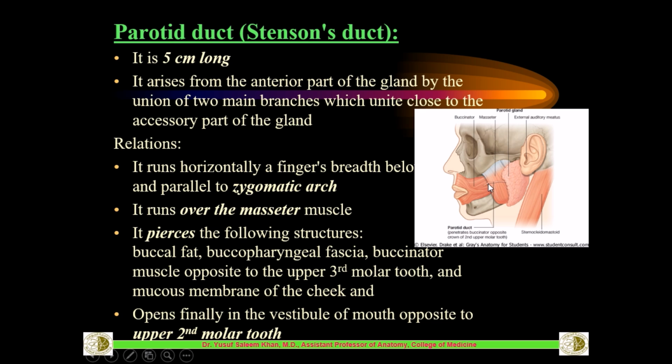buccal pad of fat, then the buccopharyngeal fascia, and the buccinator muscle here. It pierces at the level of the third upper molar tooth, and it opens finally into the vestibule of the mouth. The vestibule of the mouth is the space between the teeth and the cheek. It pierces at the third molar tooth, but opens into the oral cavity at the level of the upper second molar tooth in the vestibule of the mouth. So this is the whole course of this parotid duct.